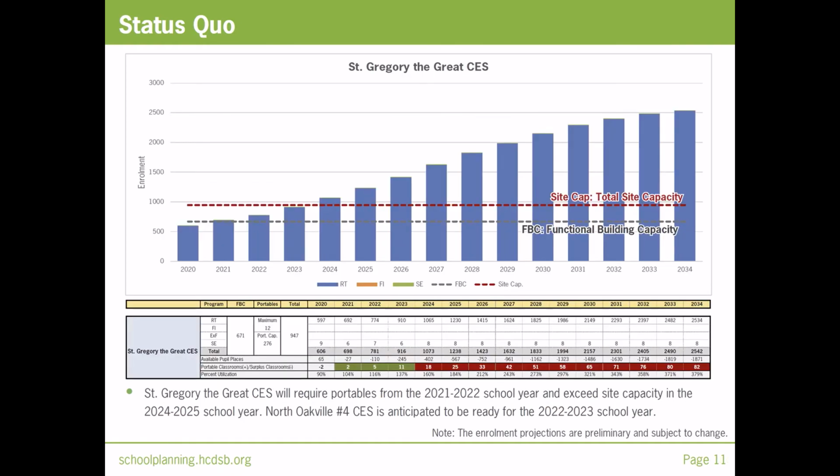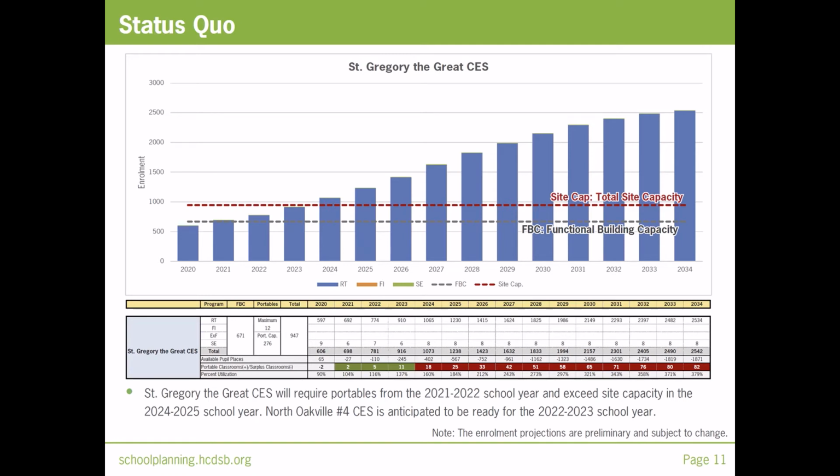In terms of enrollment for St. Gregory the Great, please refer to the graph. The school enrollment is illustrated over time with the blue bars. The gray dashed line represents the functional building capacity, which is the brick and mortars, and the red dashed line shows the total site capacity, which also includes portables.